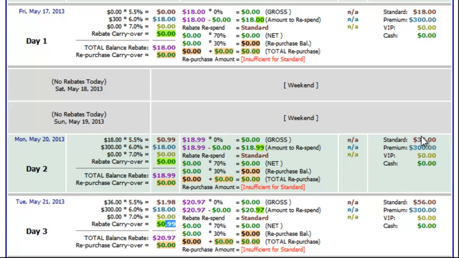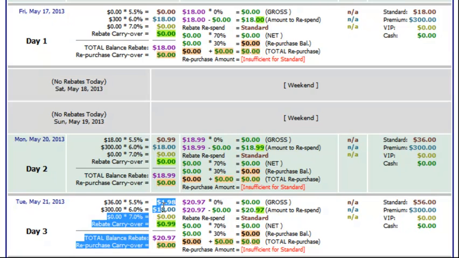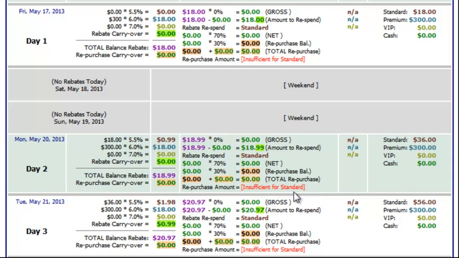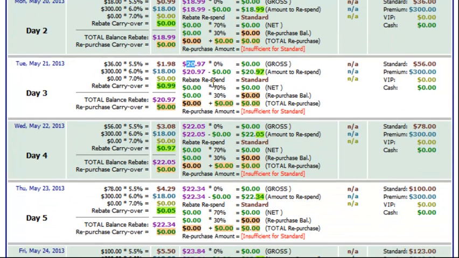The next day we've now earned $1.98 because we purchased another 18 shares in the standard plan. So now we have 36, earning 5.5%. Now we earn $1.98. We're still earning 18 off the initial 300 we put in, and we carried over the 99. So now we have $20.97. So now we're going to repurchase with $20. You can see that we repurchased with 20. We carry over the 97 cents to the next day here.